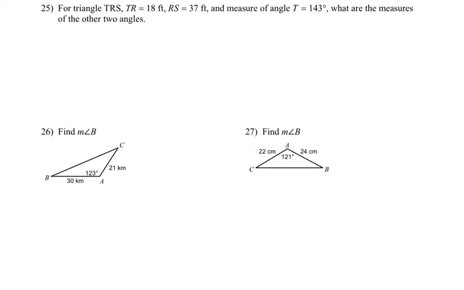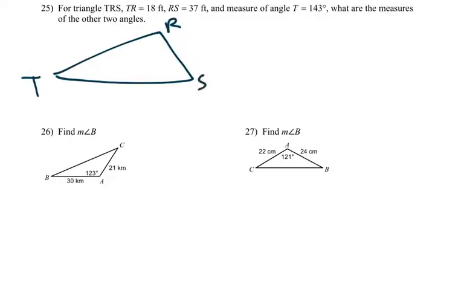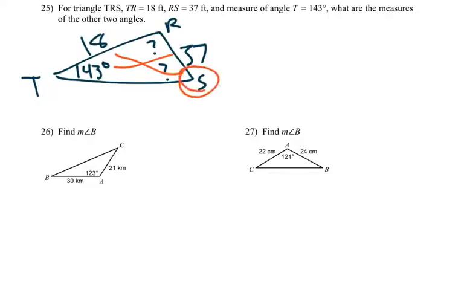Okay, so let's draw this triangle. We've got triangle TRS. TR is 18, RS is 37, not drawn to scale. Measure of angle T is 143 degrees. We want to find the other 2 angle measures. So this works with law of sines because I've got that connection. And I've also got a possible connection here. So we can find angle S. Once we know angle S, it's easy to find angle R. So we'd set this up.